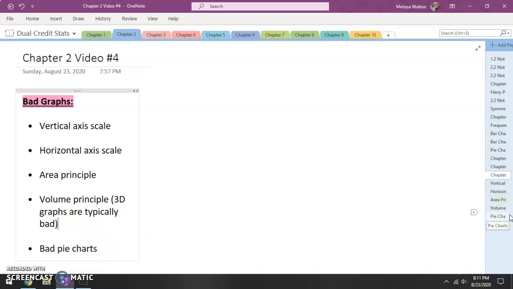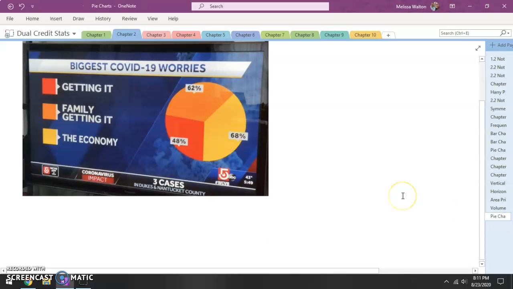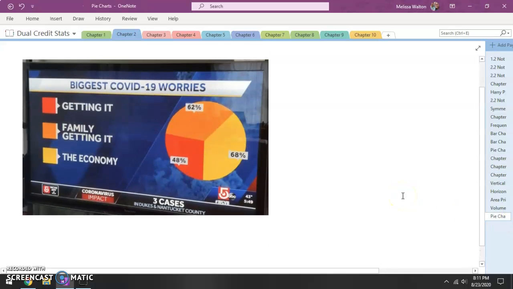Let's take a look at this pie chart. Ugh. This one was seen in the wild earlier this summer. This is talking about your biggest COVID-19 worries. And it looks like 48% of people were upset about or were worried about getting it. Family getting it was 62%, and then finally the economy was 68%.